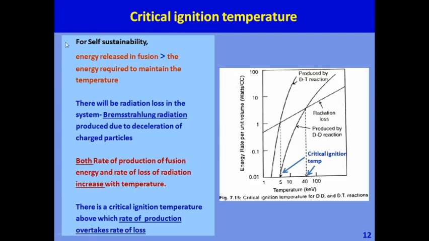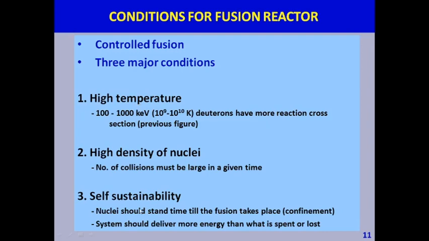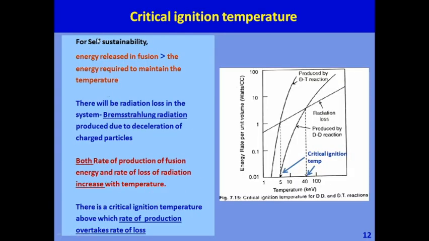So that means there are some critical conditions to be maintained in the fusion plasma. One such critical condition is the critical ignition temperature. It is related to this sustainability actually. For self-sustainability, energy released in fusion must be greater than the energy required to maintain the temperature. We have already discussed that.